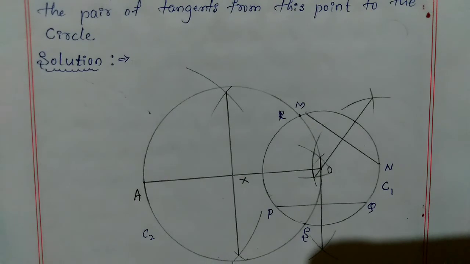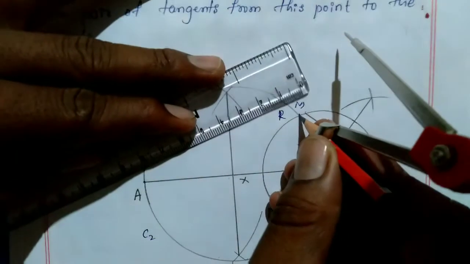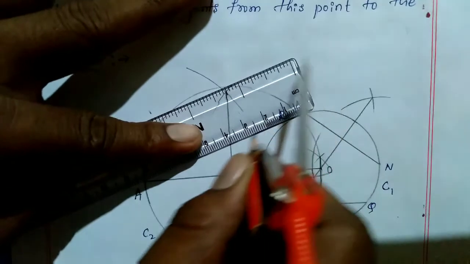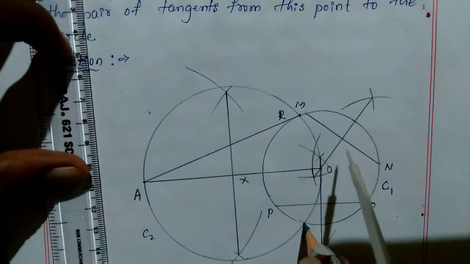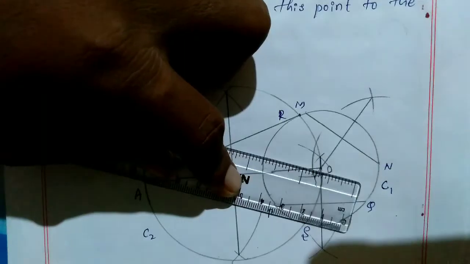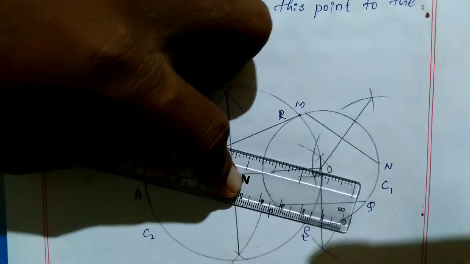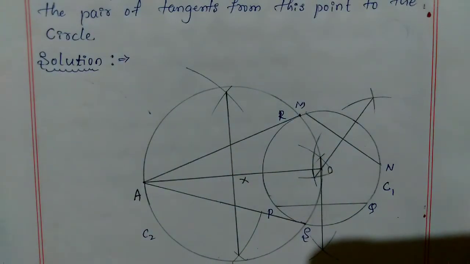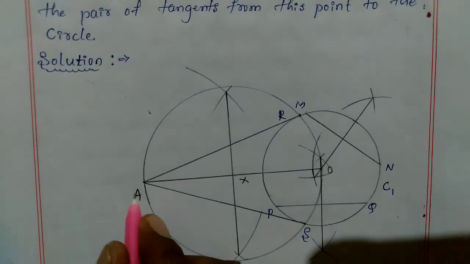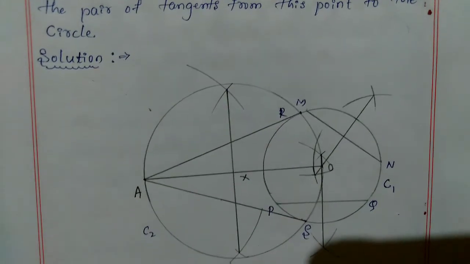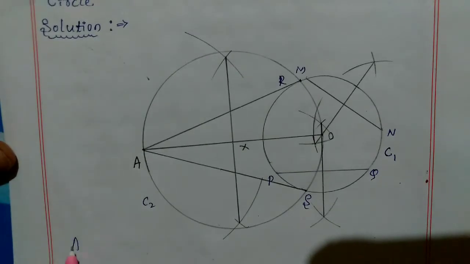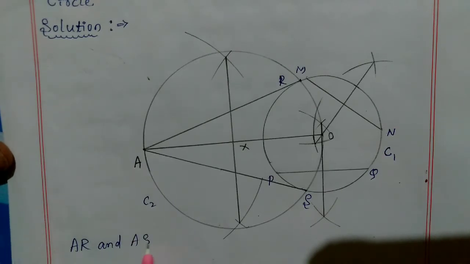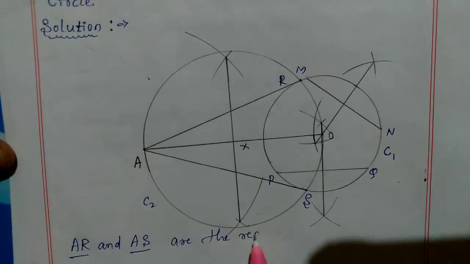After that you can join AR, and also you can join AS. So here AS and AR are the required two tangents. So you can write here AR and AS. These two are the required tangents.